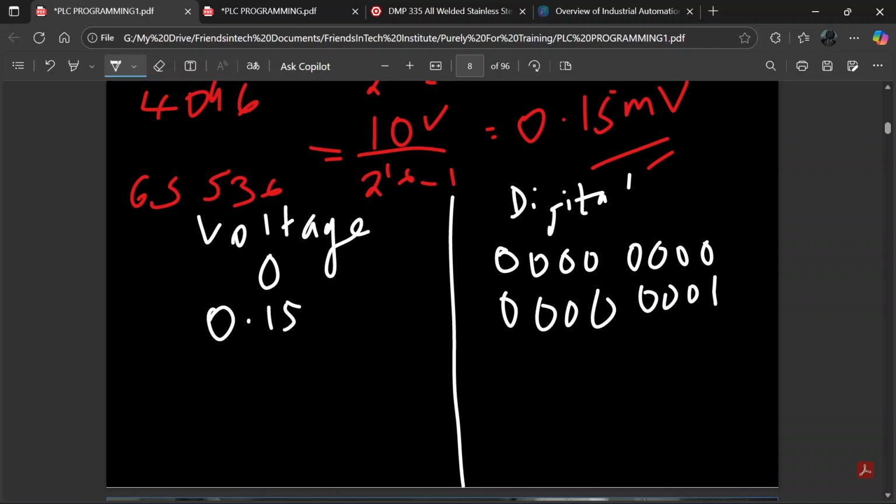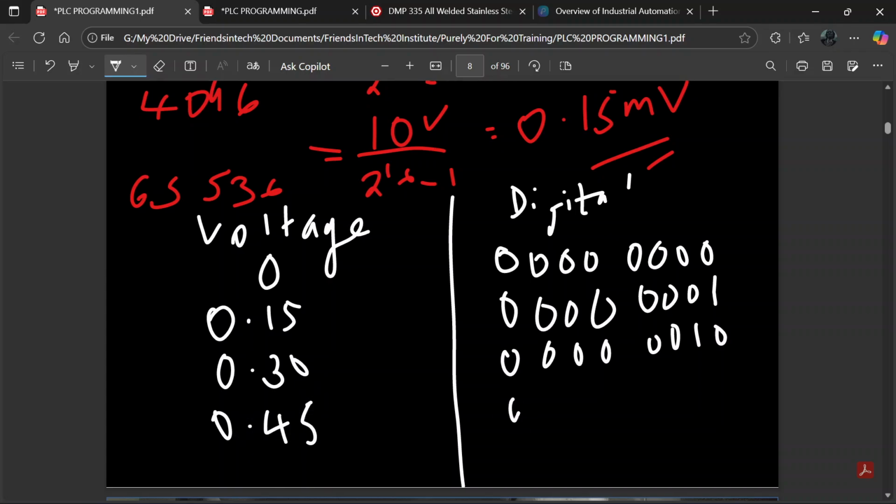Again, if there's a change in voltage, like now this will be 0.30, this will be 0, 0, 0, 0, 0, 0, 1, 0, representing decimal number 2. Again, if there's a change in voltage, you get 0.45, so this will be 0, 0, 0, 0, 0, 0, 1, 1. So that's how the ADC converts an analog signal into a digital signal.